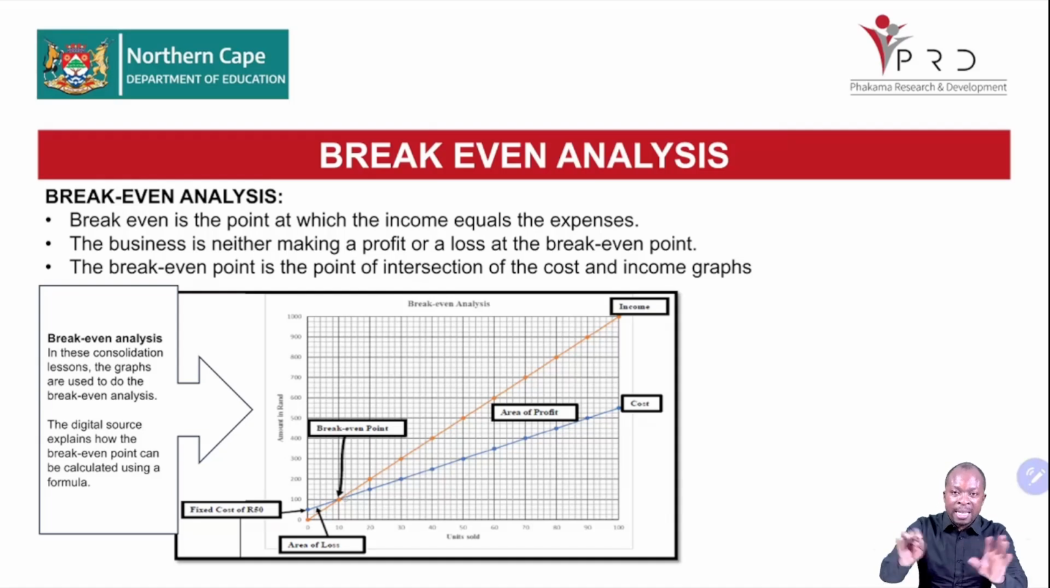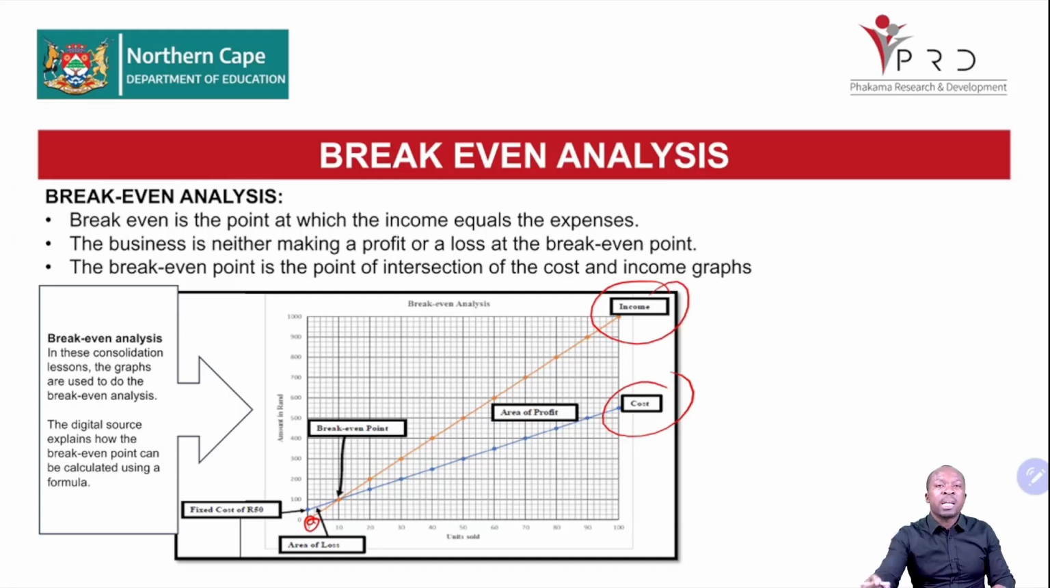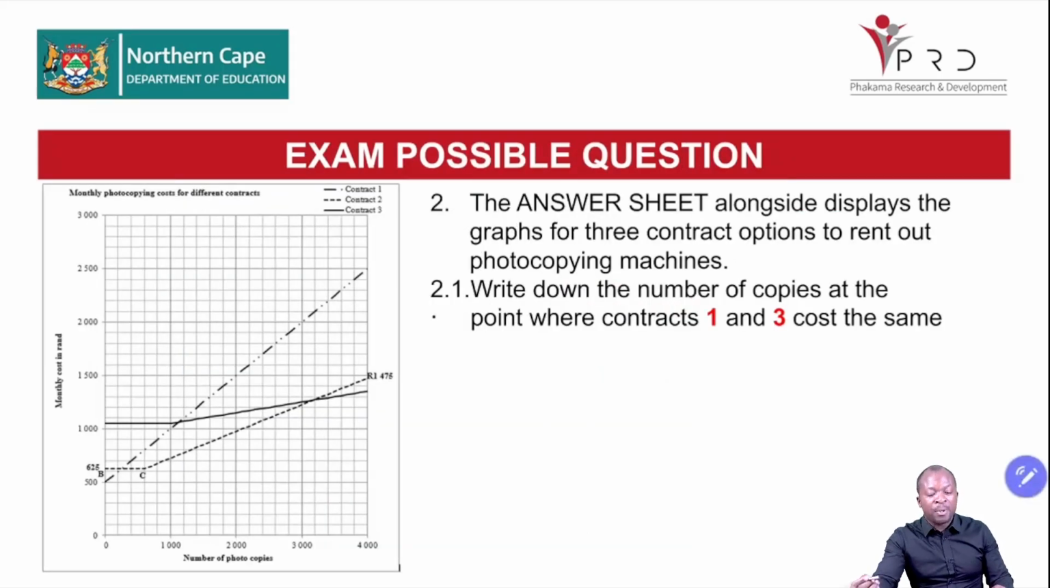So this is an idea for you to see how our graph looks. If they give us the graph and there are no names or labels, how do we know which one is profit or loss? Go back and look at the graph. The line from the 0 point is our income, because if you don't sell anything, you don't get anything. So always try and see if you can identify the income graph first.